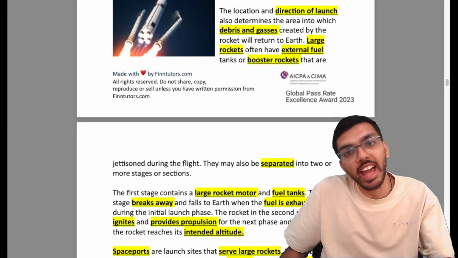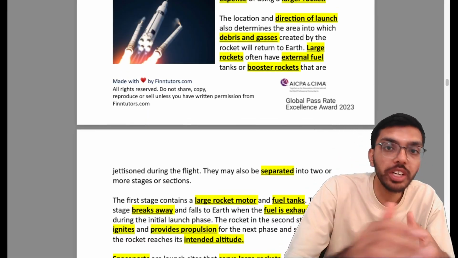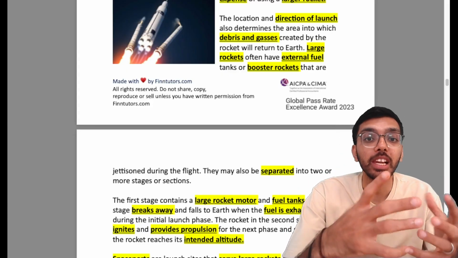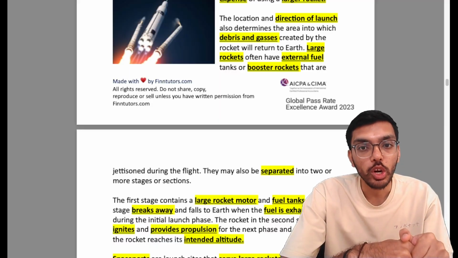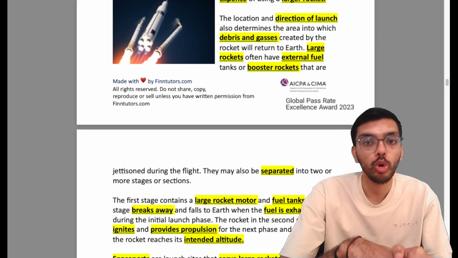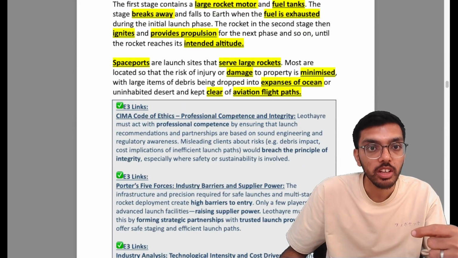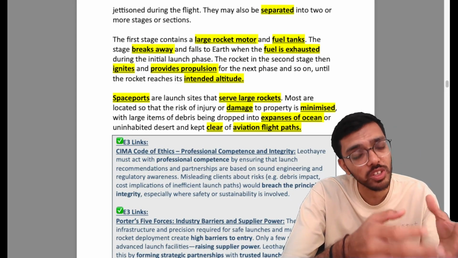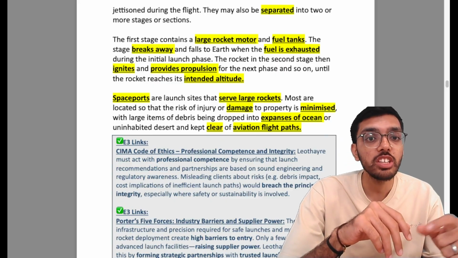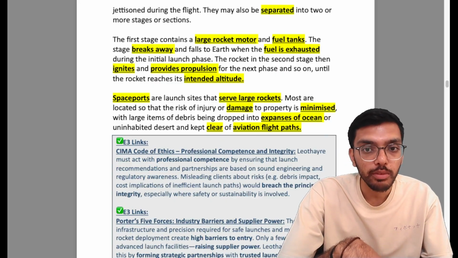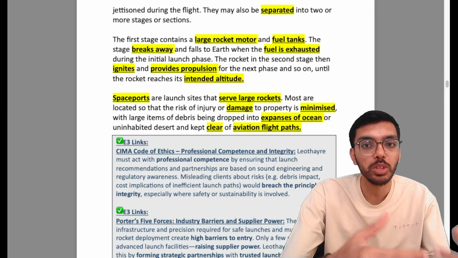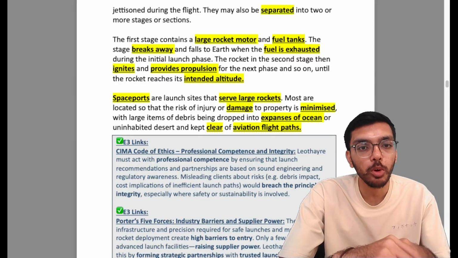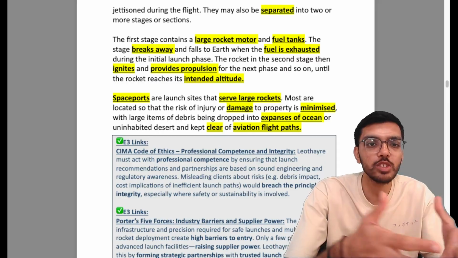The location and the direction of the launch also determine the area into which the debris and the gases created by the rocket will return to Earth. Large rockets often have external fuel tanks or booster rockets that are jettisoned during the flight. They may also be separated into 2 or more stages or sections. The first stage contains a large rocket motor and fuel tanks. The stage breaks away and falls to the earth when the fuel finishes. The rocket in the second stage then ignites and provides propulsion for the next phase, and so on until it reaches its intended altitude.